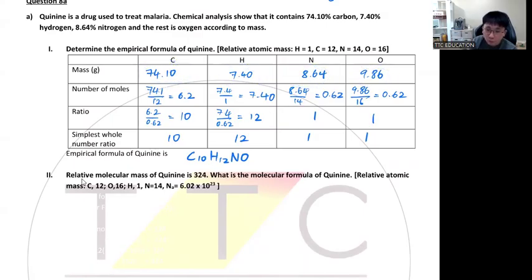Okay, so moving down. Molecular formula. The molecular mass of quinine is 324. What is the molecular formula of quinine? If you remember, empirical formula is just the simplest whole number format for a chemical, while molecular formula is the actual number. It means that there is a simple relationship between your molecular formula and your empirical formula. So what is the relationship?